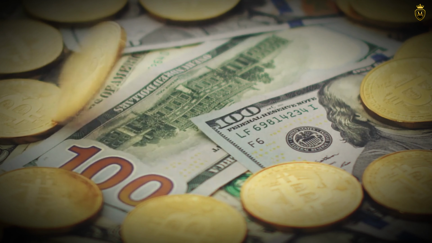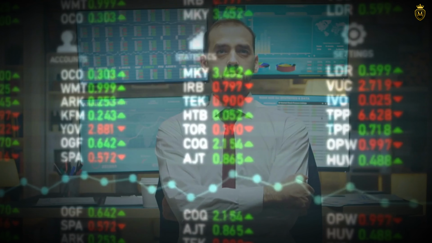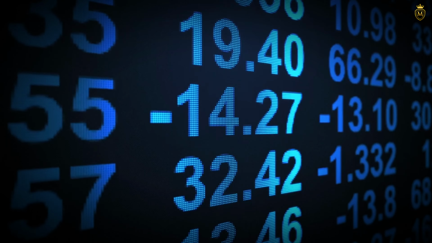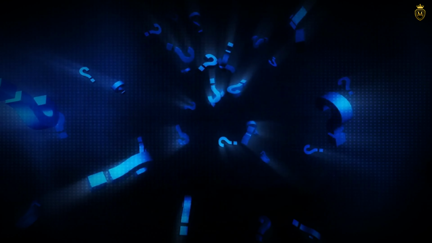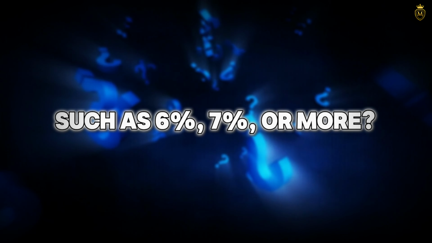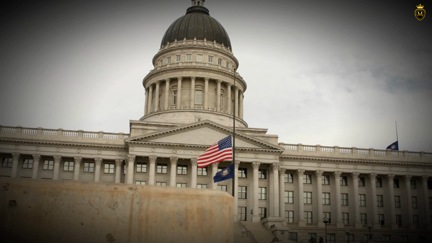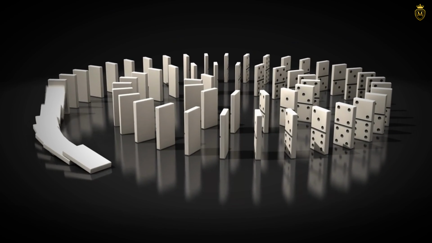The bond market itself is beginning to punish monetary authorities. As Jack Meers noted, if central banks refuse to address these challenges, the market will step in and force their hand. We've already seen this happen when Treasury yields hit 5%, prompting Yellen to make critical adjustments. But the overarching question remains, what happens next if yields climb to even higher levels, such as 6%, 7% or more? The market could demand higher returns, forcing the government to react. And when the market demands action, the consequences can be swift and severe.